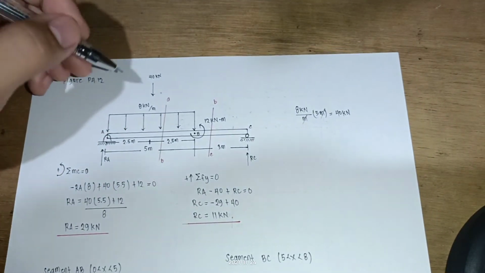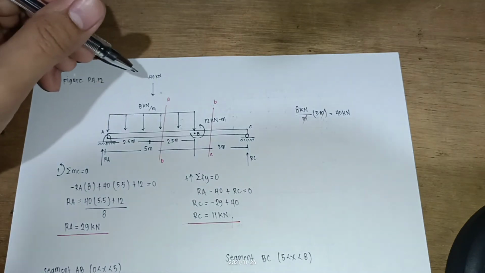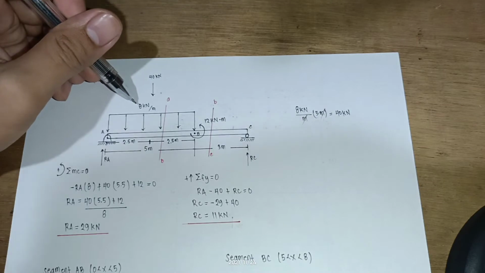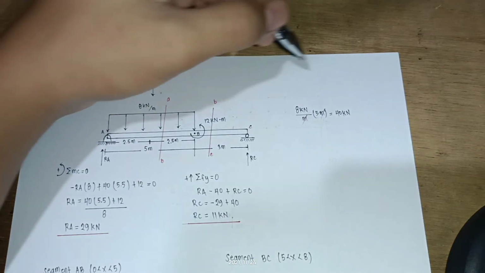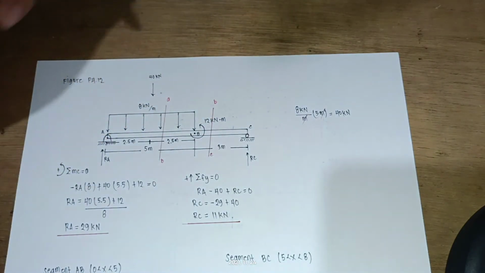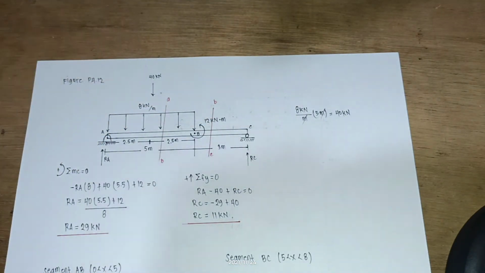So it is a distributed load of 8 kilonewton per meter. We will multiply it by 5 meters so that we will get 40 kilonewtons at the center. So 40 kilonewtons at the center.